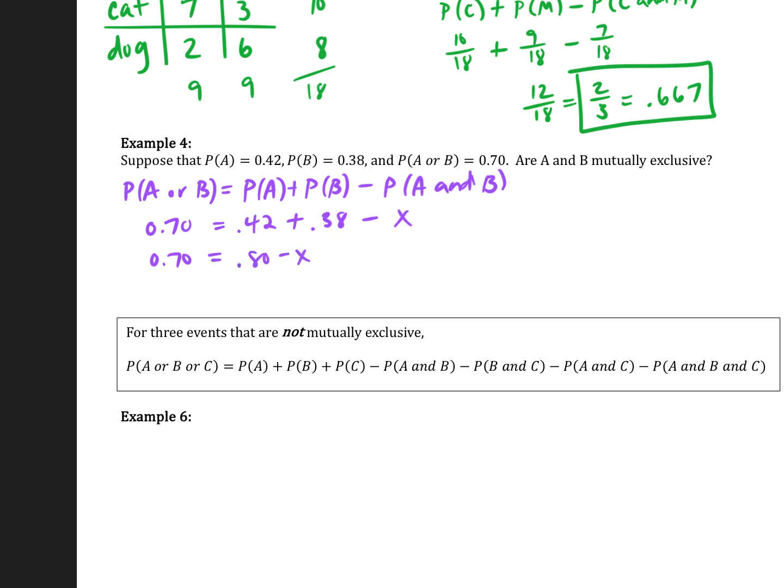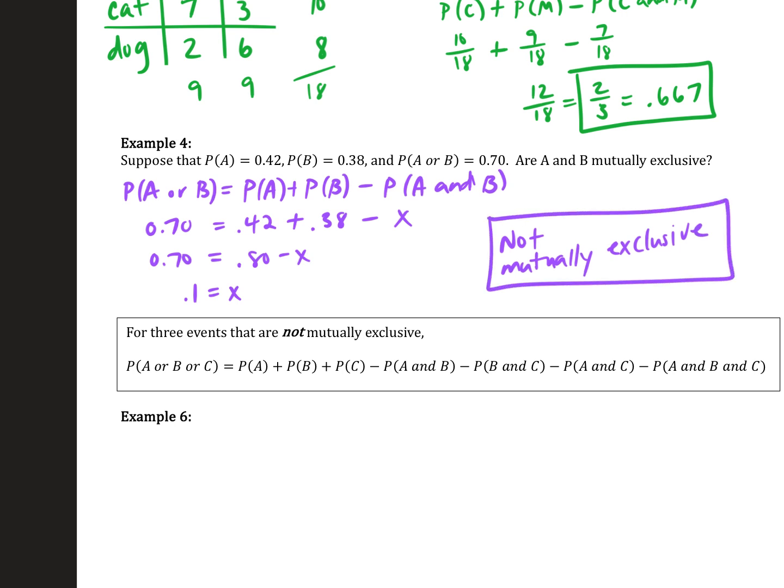And you can tell without doing any more math, it's not, because X is 0.10, so not mutually exclusive. And if I ask you to give your reasoning, what's your reasoning? Okay, that would be one way to put it. What's the other? The exact same thing that you said, A and B equals 0. Y'all said the same thing. Both of those are acceptable. You both use the definition. Does that make sense? Yes?